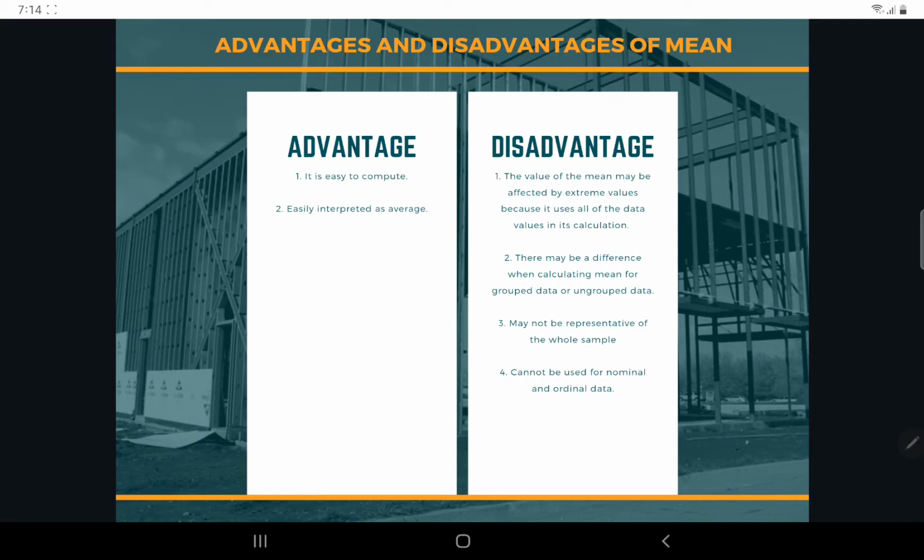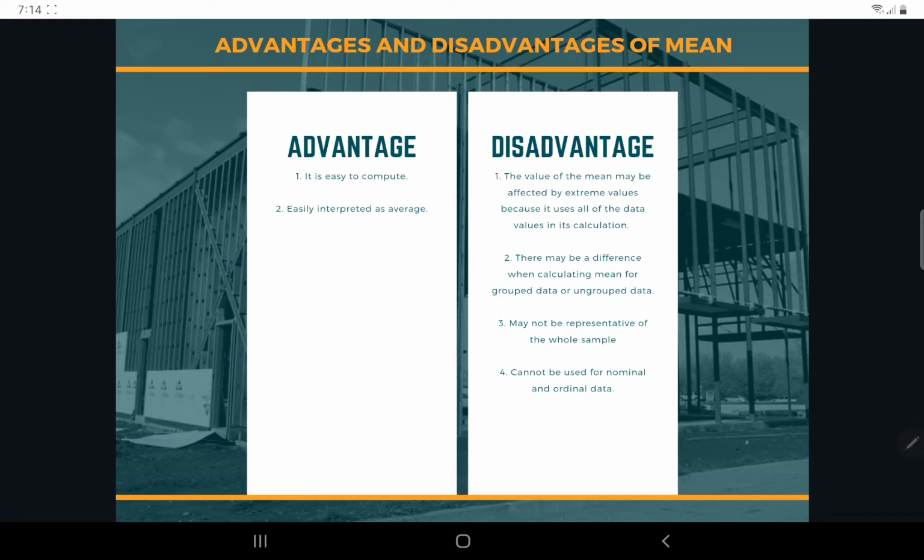Okay, here are some advantages and disadvantages of the mean. The advantage of the mean is that it is easy to compute and easily interpreted as average. So the value of the mean that we got from the previous example is actually the average. So the definition of the mean is equal to average.